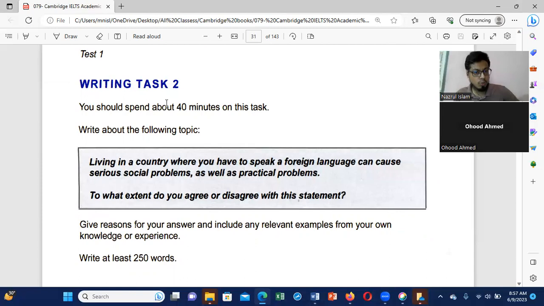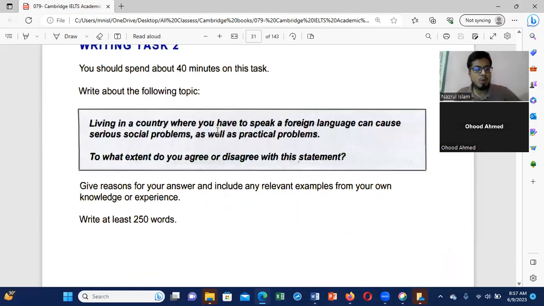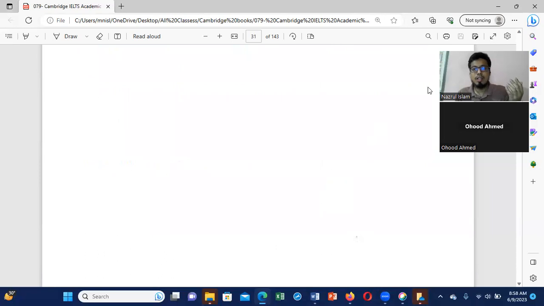Test 1, writing task 2. You should spend 40 minutes. Then you can see living in a country where you have to speak a foreign language can cause serious social problems as well as practical problems. To what extent do you agree or disagree? Have you got it? It is another question, but the same. It is about an argumentative question. So let's go ahead with another question.